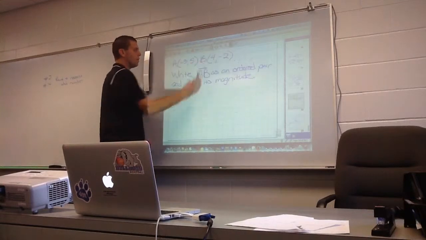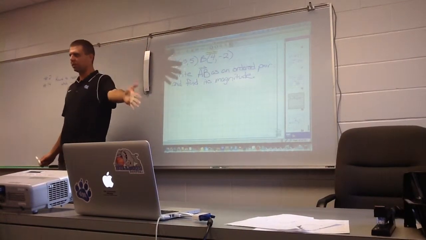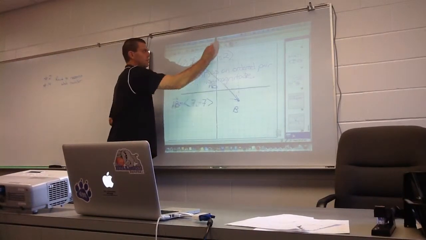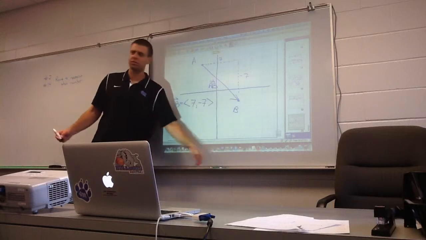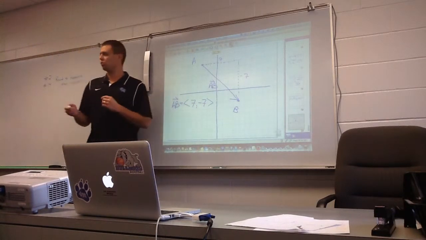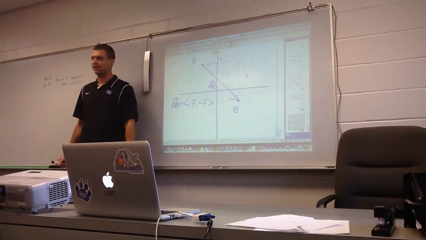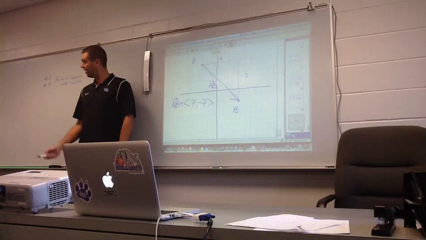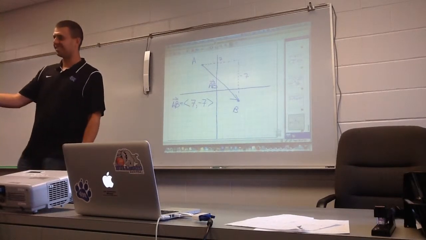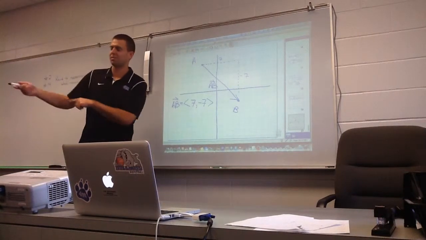So, the direction said write AB as an ordered pair. That's done. And then find its magnitude. Well, that's easy. To find its magnitude, we're just again going to do the Pythagorean theorem. Those of you that are really with it should know what this is as a radical right now. 7 root 2. I said that. And other people had it too.